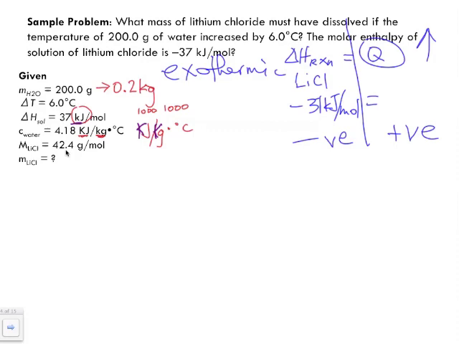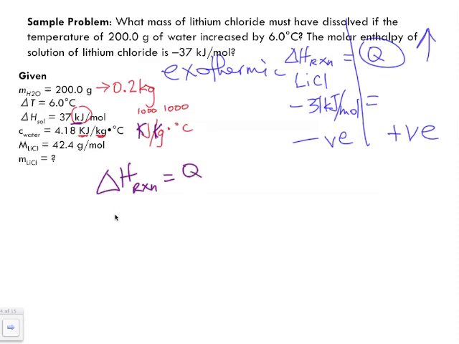So we've got a molar mass of lithium chloride being 42.4 grams per mole, and we can actually find the actual mass of the lithium chloride. Now, as we've said before, our delta H of reaction is equal to our Q value.